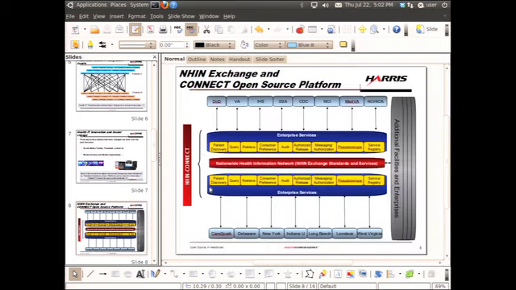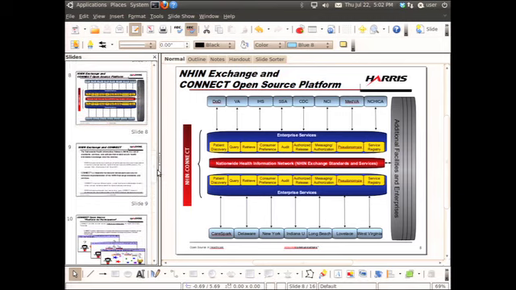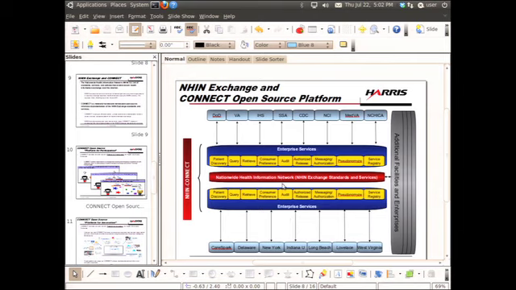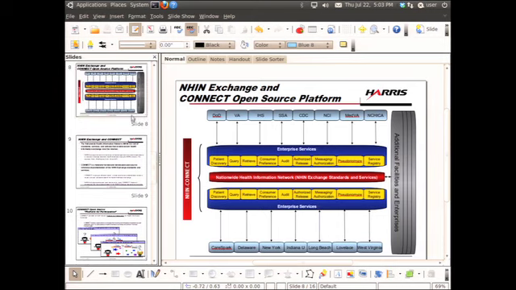So Connect is essentially a reference implementation of all the NHIN exchange standards and services. It's real software, by the way. It's not just documentation or specs or anything. Connect is real software that runs. So Connect is a reference implementation of the NHIN exchange services and standards that can be used to start communicating between enterprises, within enterprises, and so on.